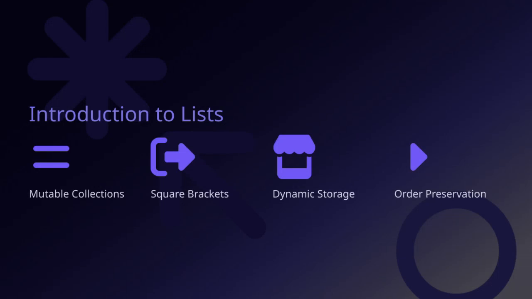Let's dive into the concept of order preservation. When we talk about collections like lists, maintaining the order of items is crucial. It means that the sequence in which we add elements is the same sequence in which we retrieve them. This is especially important when the order matters for our program's logic or output.